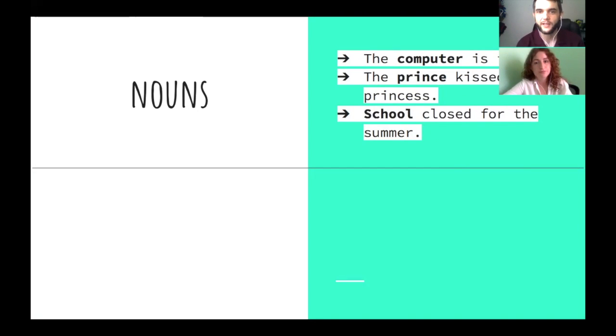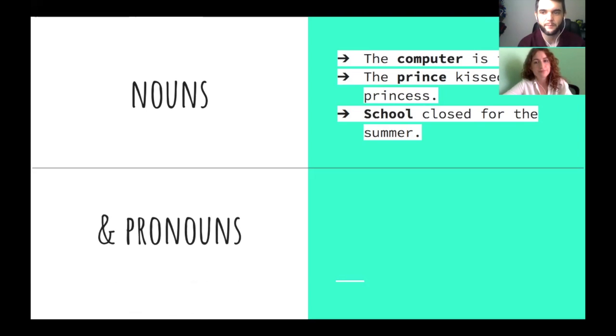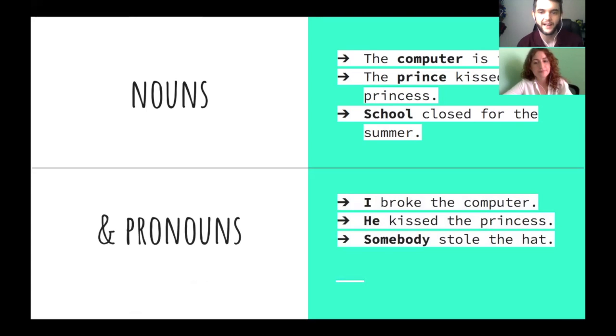Another option that we can use are pronouns. Pronouns can replace a noun and make it a little simpler by using things such as I, he, or somebody. And in the sentence examples that we have, such as I broke the computer, I is the pronoun.